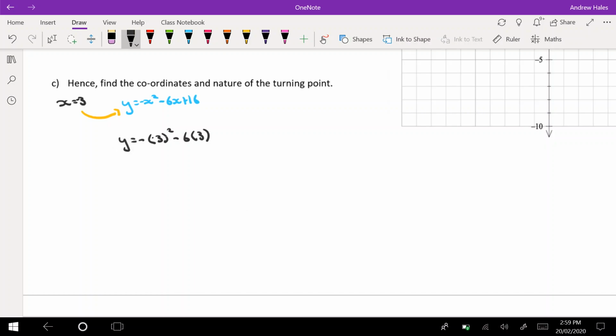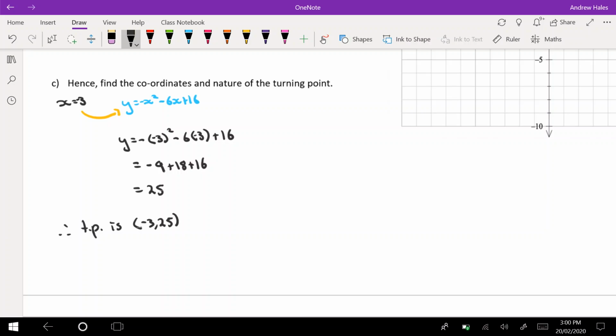So that should be negative. That should be negative. Plus 16. So that equals negative 9 plus 18 plus 16, which equals 25. Therefore, the turning point is negative 3, 25.